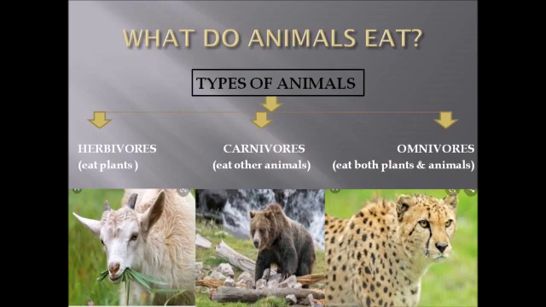For example, panther, lion, tiger, etc. Animals which eat both plants and other animals are called omnivores. For example, bear. There is one more category of animals, that is scavengers. Scavengers are those who live on dead and decaying matter. Examples of scavengers are hyena, vultures, etc.